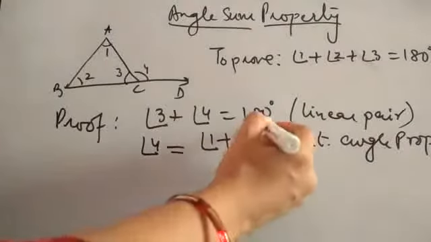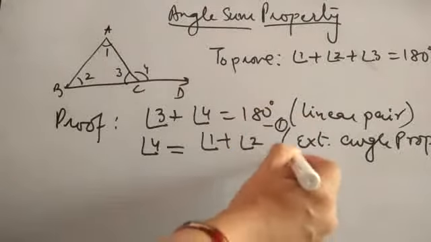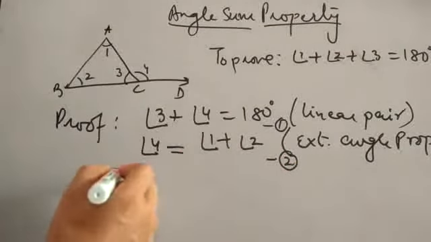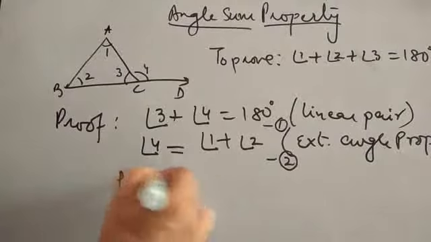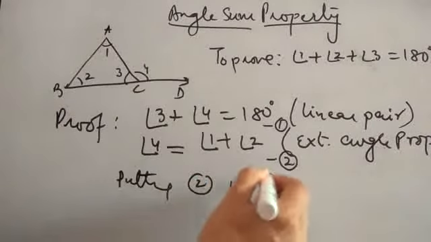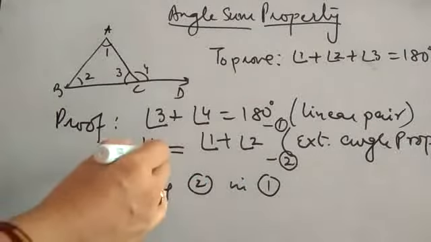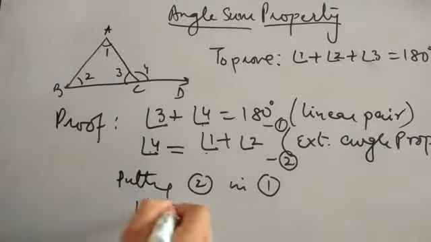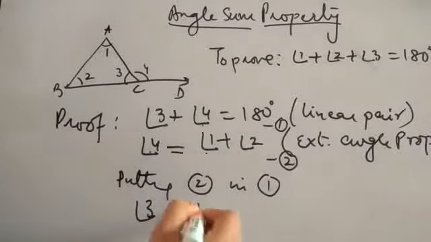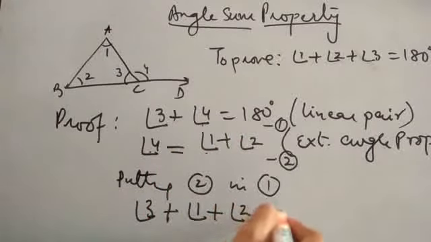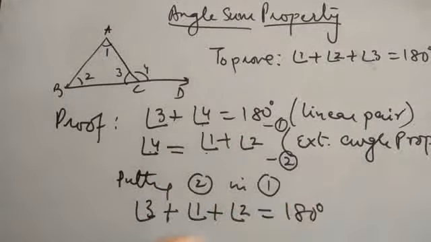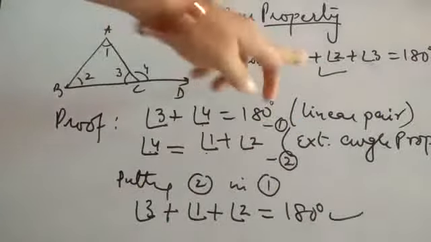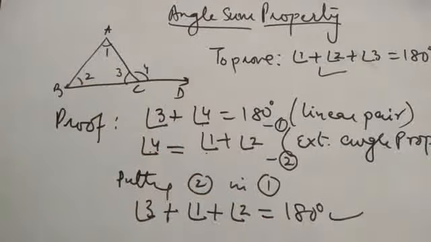Now let us name this as equation 1 and this as equation 2. Now putting 2 in 1, in place of 4 in this equation you will write 1 plus 2. So it is 3 and in place of 4 you will write 1 plus 2 is equal to 180 degrees. And now see this equation. This is what you wanted to prove and you have already proved it.